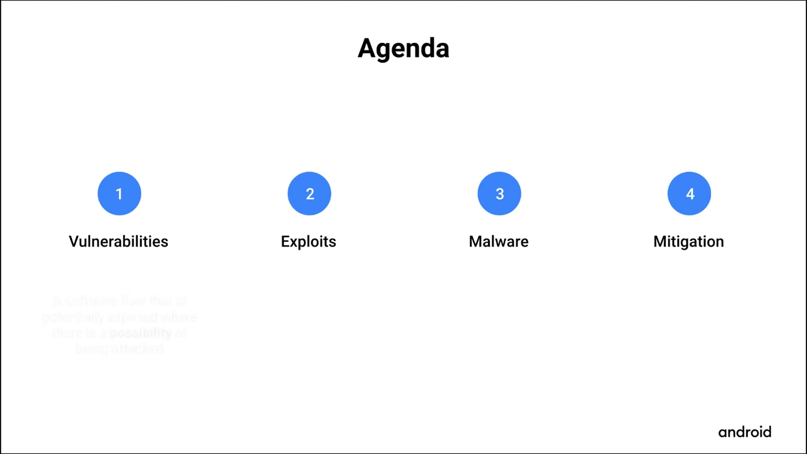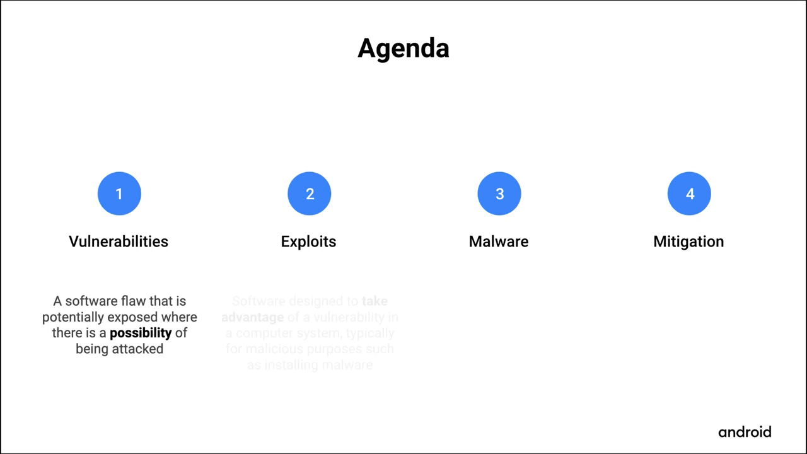The first is vulnerability. So it's important to understand what a vulnerability definition is. Now, I don't want to insult the intelligence of everyone, but I have to set a standard here of what we're going to be talking about. So a vulnerability is defined as a software flaw that is potentially, and the key word here is potentially, exposed, where there is a possibility of being attacked. All right, so a vulnerability is a chance. We will call it a chance.